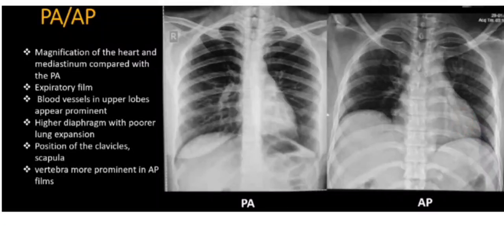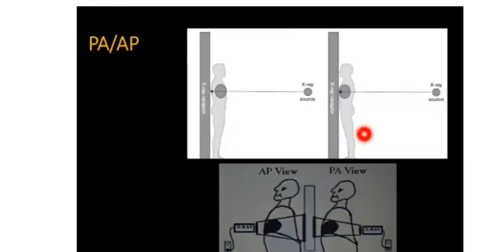Now, to explain and understand it well: in a PA X-ray, the source is from the posterior of the patient. This is the receptor you can see here, but the source of the X-ray is posterior to the patient, while in an AP X-ray the source, the X-ray machine, is anterior to the patient. So this one is posterior to anterior, a PA X-ray, and this one is anterior to posterior, an AP X-ray.